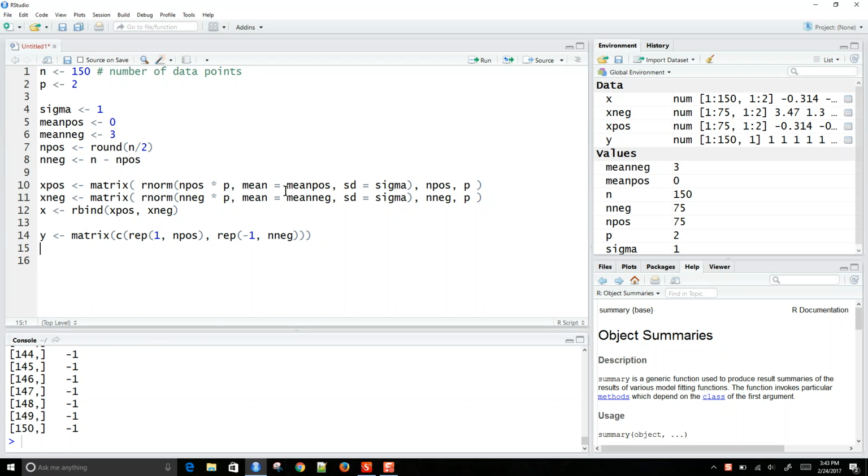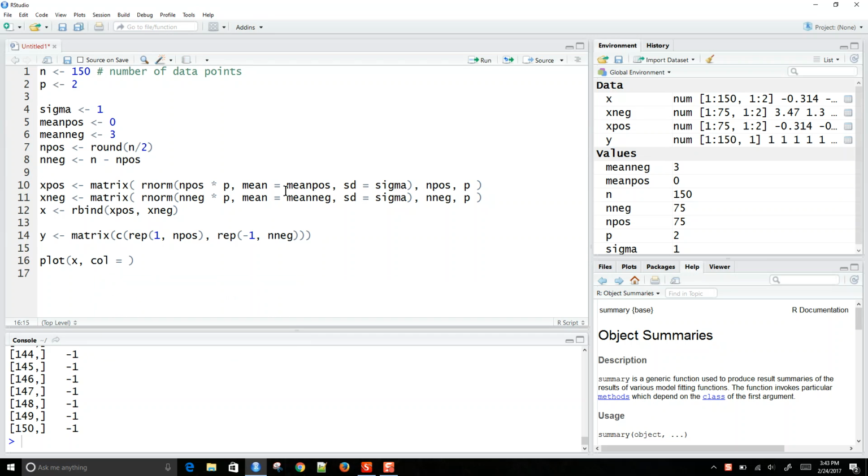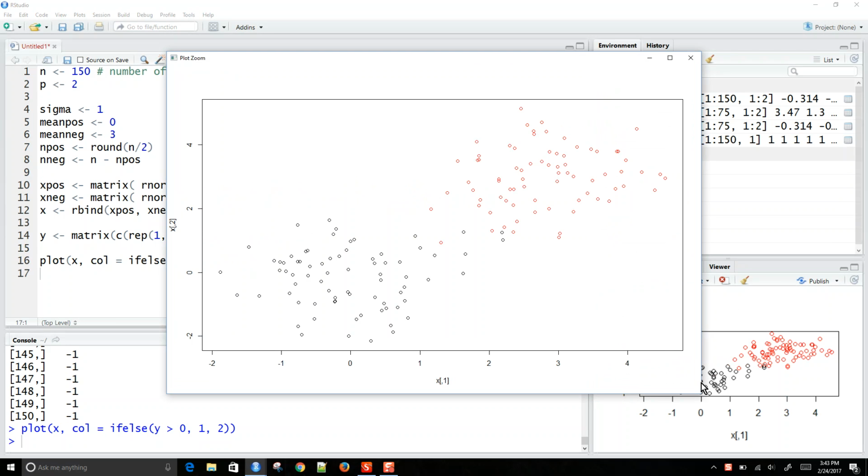So these are my labels here, okay? And then I'm just going to plot x, and then the colors will be basically, we'll say if y is positive, color at 1, otherwise color at number 2, right? So I do this, and this is my plot here.